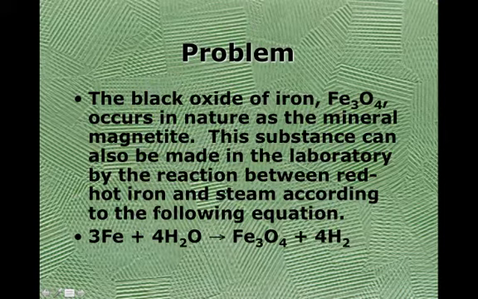Okay, last problem on this one, and we'll talk a little bit about percent yield. The black oxide of iron, Fe3O4, occurs in nature as the mineral magnetite. This substance can also be made in the laboratory by the reaction between red-hot iron and steam according to the following equation. 3 Fe plus 4 waters. Is it balanced? 4, 8, oxygen. Yep, it would be.